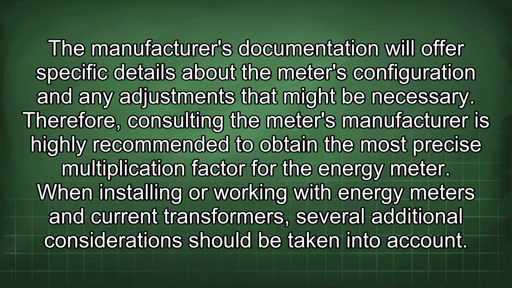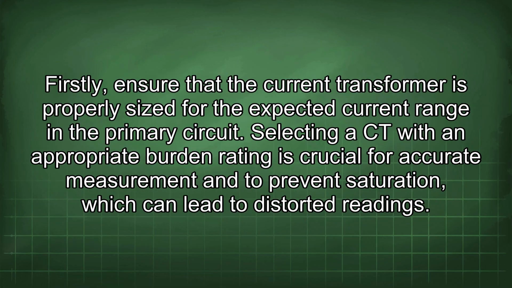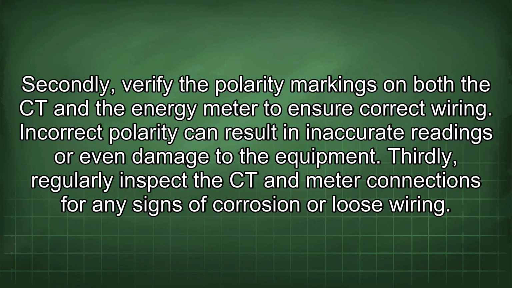When installing or working with energy meters and current transformers, several additional considerations should be taken into account. Firstly, ensure that the current transformer is properly sized for the expected current range in the primary circuit. Selecting a CT with an appropriate burden rating is crucial for accurate measurement and to prevent saturation, which can lead to distorted readings. Secondly, verify the polarity markings on both the CT and the energy meter to ensure correct wiring. Incorrect polarity can result in inaccurate readings or even damage to the equipment.